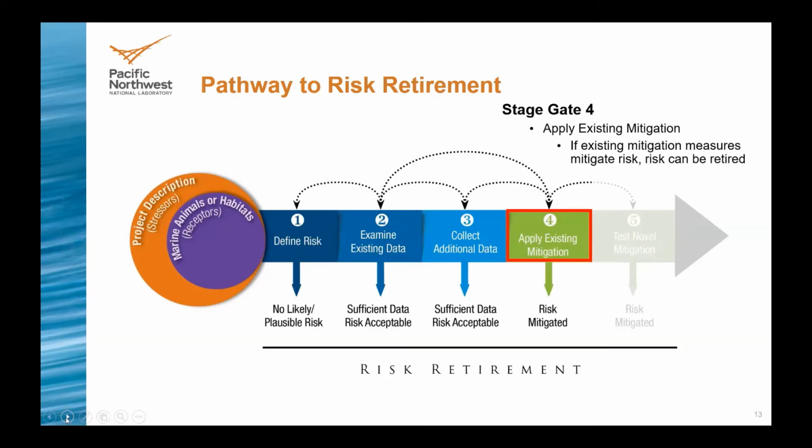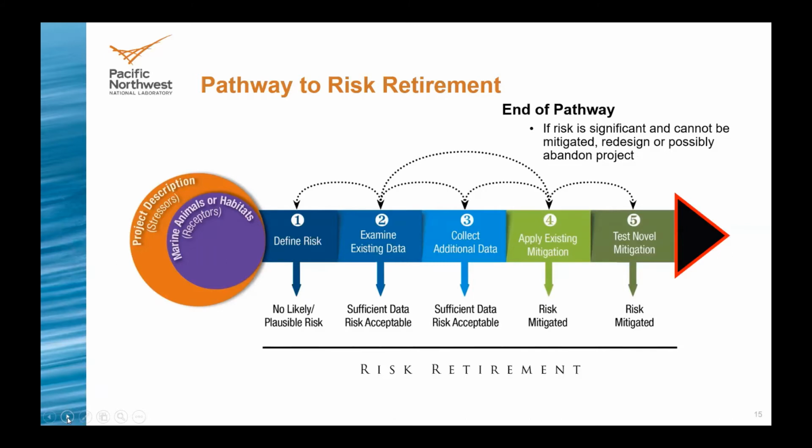However, if there aren't adequate mitigation measures, you move on to stage gate 5, where it might be necessary to develop and test novel mitigation measures that could be effective. If these new measures are effective, you can retire the risk. However, if this isn't adequate, you continue down the pathway. At this point, if the risk is significant and cannot be mitigated, it's important to consider redesigning the project, moving to another more suitable location, or even abandoning the project altogether.